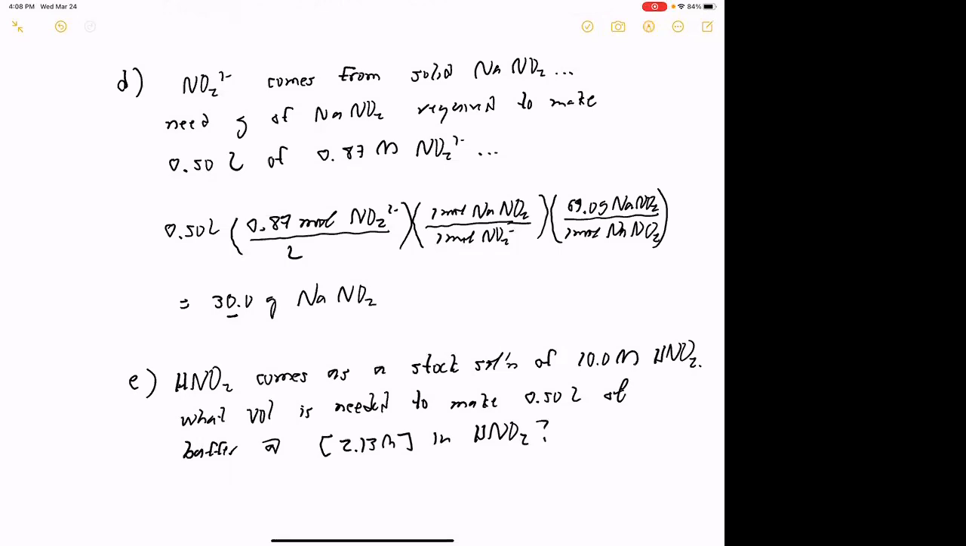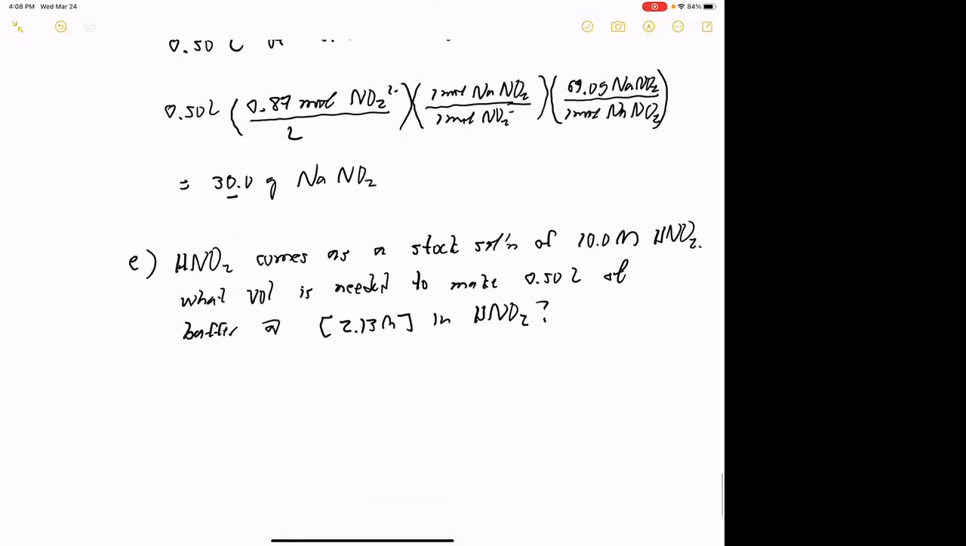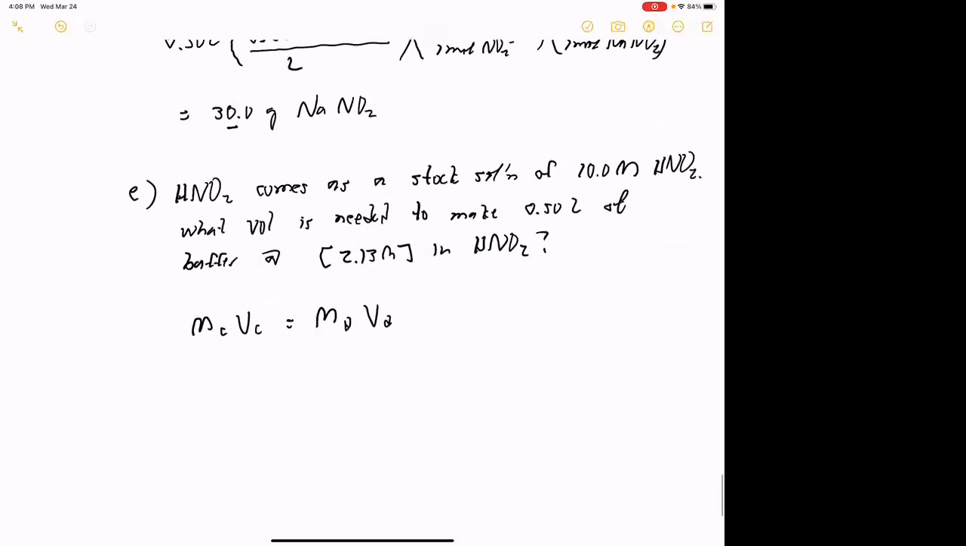So how would I do that part of the problem? What equation would I use to figure out what volume of the HNO2 stock I need? A simple dilution. Yeah, I can just do the dilution, can't I? So what does that look like? It looks like M concentrated, V concentrated equals M dilute, V dilute, right? And which one am I solving for here? V concentrated. Yeah, that seems right.